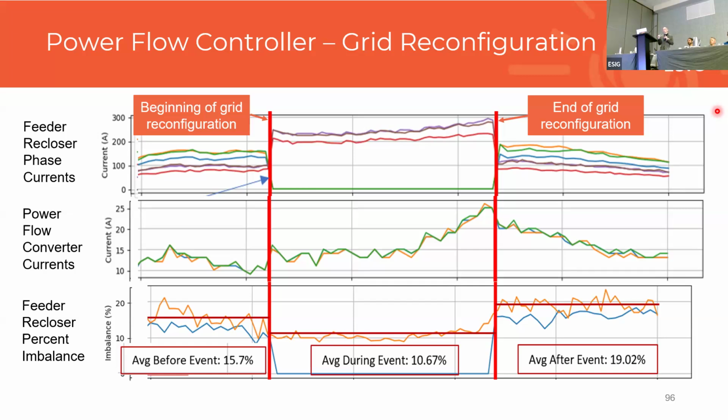Now on the bottom, we're looking at percent imbalance on those circuits. In particular, they're looking at the percent imbalance on the circuit that this device is not normally on. Before the grid reconfiguration, the percent imbalance on this other circuit was about 15.7%. After that grid reconfiguration, when they're both being served below the device, it drops down to 10.7%. And then at the end of the grid reconfiguration, when you return to normal, that average goes back up to 19. So it was cleaning up the imbalance, from an average perspective, more than what was seen either before or after.